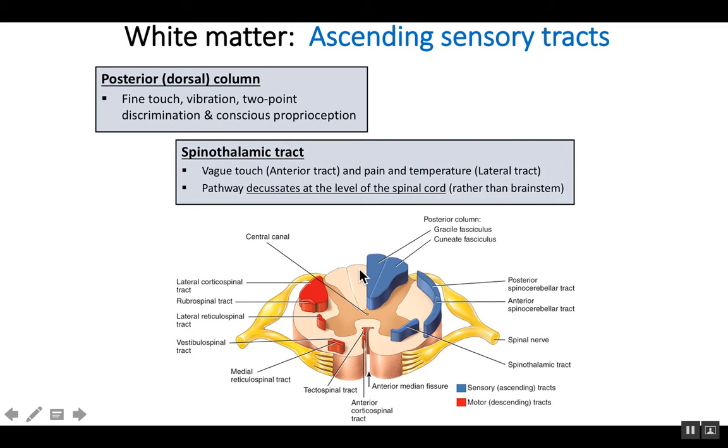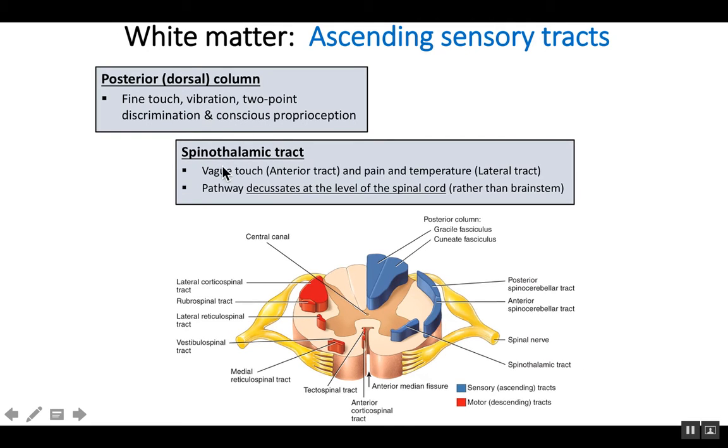Another one I feel is very interesting is called the spinothalamic tract. And the spinothalamic tract is telling you where this information is going. It's going up the spinal cord, so it starts with spino, and its destination is an area in the brain called the thalamus. So it's a spinothalamic tract.